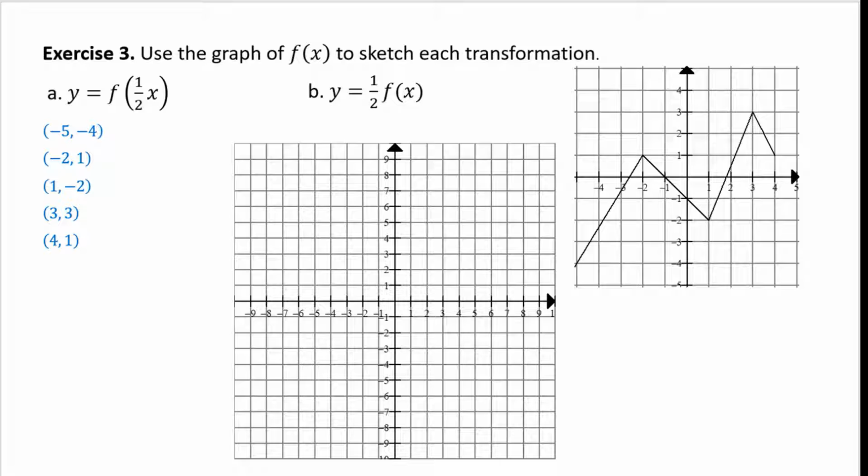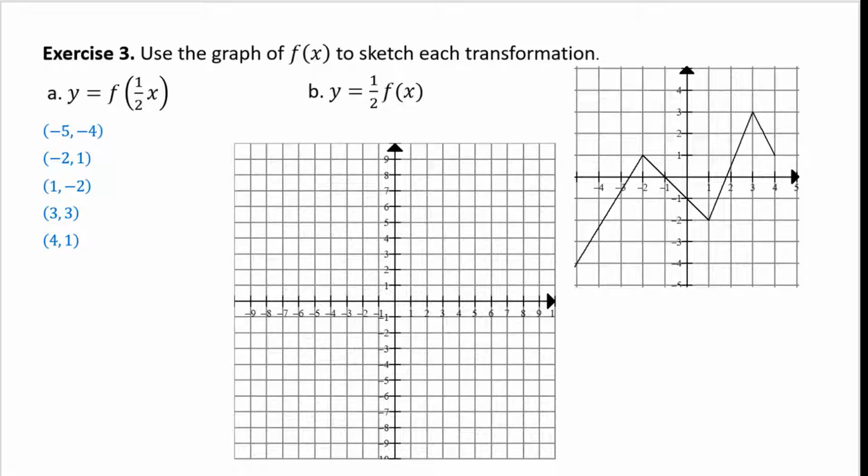So, let's do it again. Y equals f of the quantity 1/2 x. The 1/2 is divided into the argument or the x value of the function. This means the period or the width of the graph of the function is affected. To get the graph of the transformation, the y value remains exactly the same, and the x value is, I'll repeat, divided by a factor of 1/2.